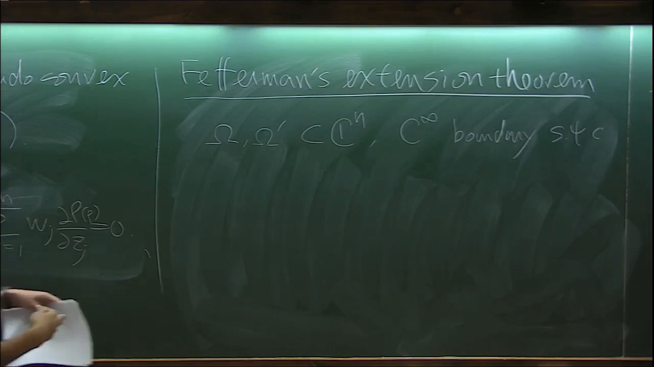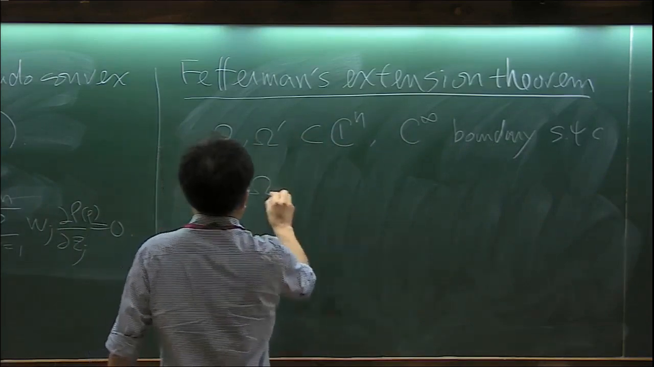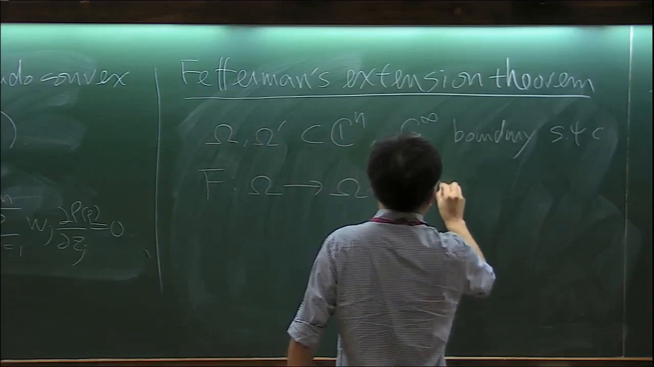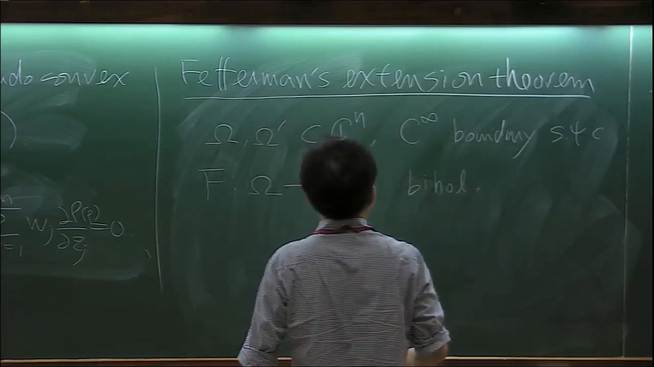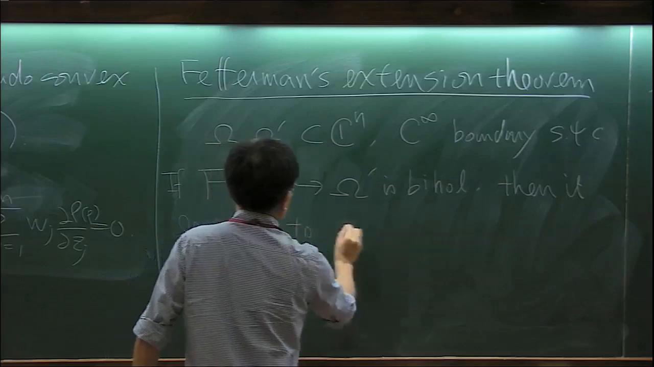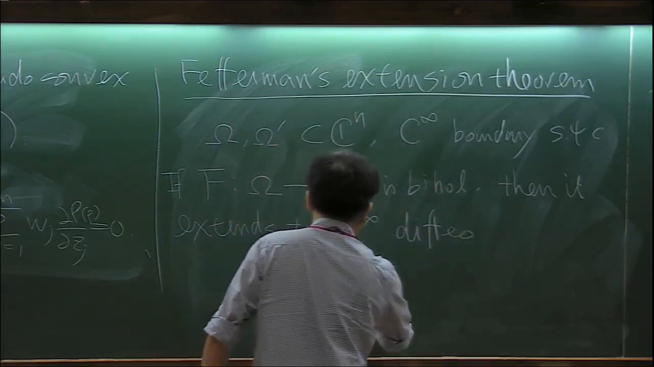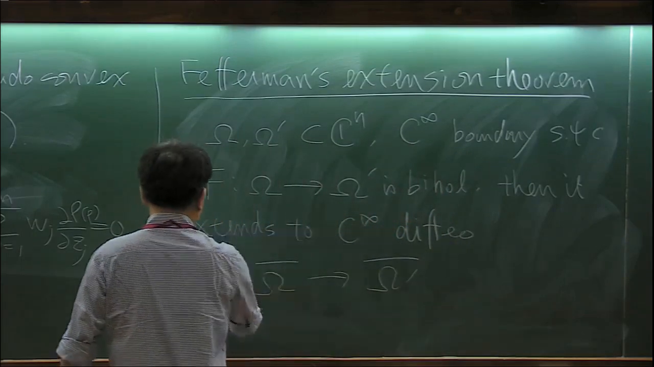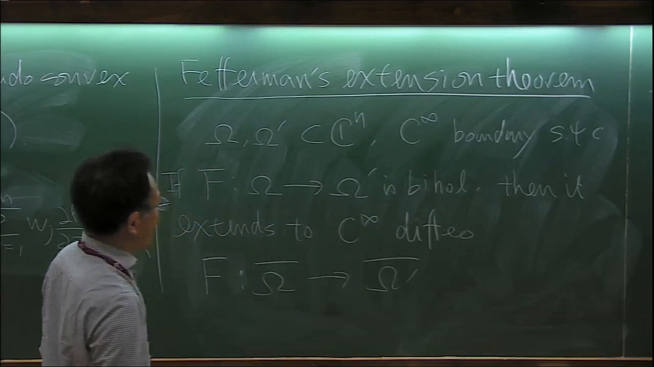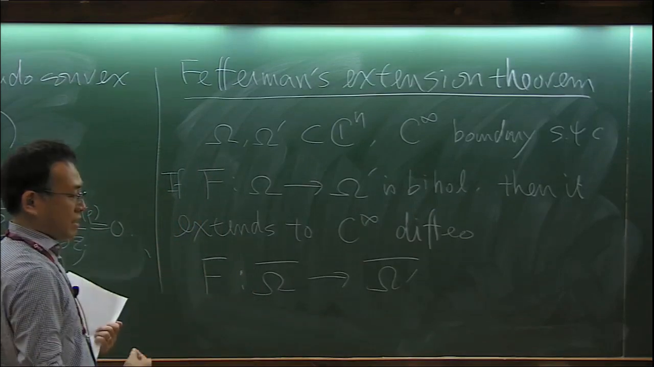I don't want to look at infinity, so this is a bounded strictly pseudoconvex domain. Suppose that there is a biholomorphic map F. If F is biholomorphic, then it extends to a C infinity diffeomorphism from omega bar to omega prime bar. I use the same notation for this extension. So we have strict pseudoconvexity and smoothness: the biholomorphic map extends smoothly to the boundary.